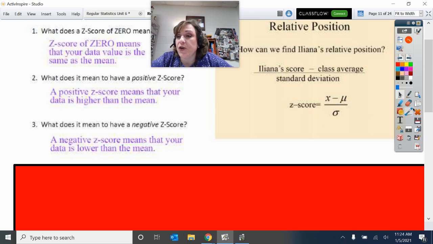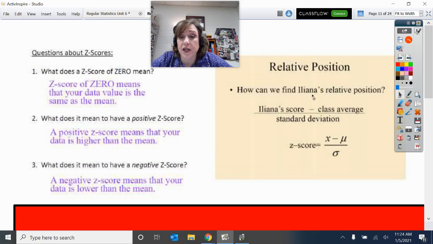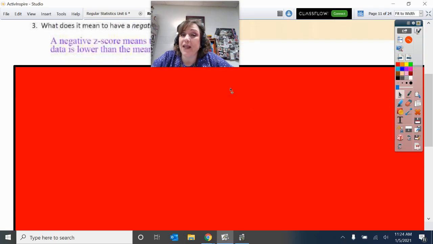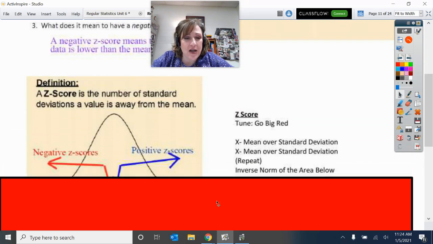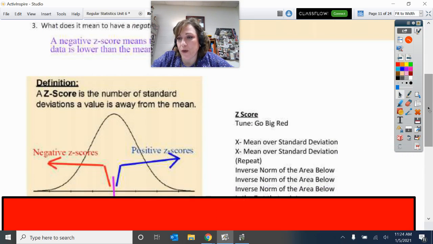Okay. So here's how you figured out Ileana's location, by the way. We took her score, subtracted away the mean of the class, and divided it by that standard deviation. And that is how we get that z-score. That is, in fact, a standard formula that you have to know to get a z-score.